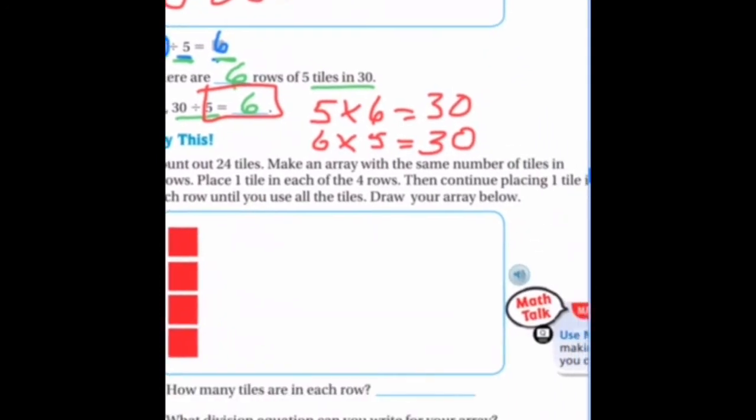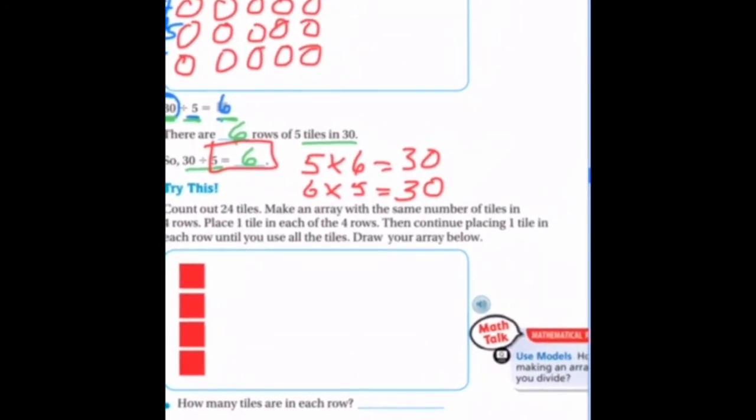All right, try this. Let's read it, and then I'll talk to you for a moment, and then I'll let you work here. All right, it says count out 24 tiles. Make an array with the same number of tiles in 4 rows. So instead of making rows of 4, we're going to make 4 rows like they've started for us here. Place 1 tile in each of the 4 rows and continue doing that. Okay, so I have to stop at 24.